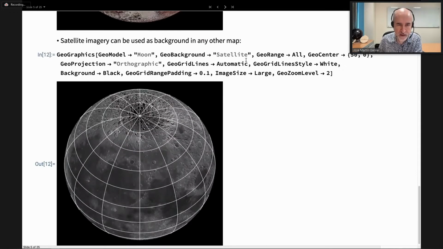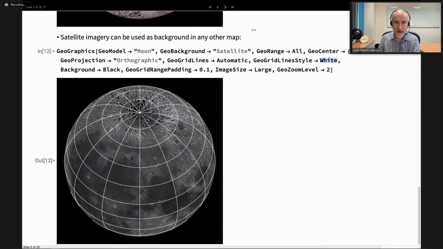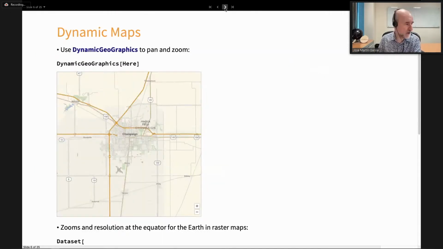For example, here we have a map of the Moon where we have placed again the geogrid lines, and now we are also setting style so that they look very clearly here. So we are saying that they should be white. Okay, so that was a very quick introduction to maps.